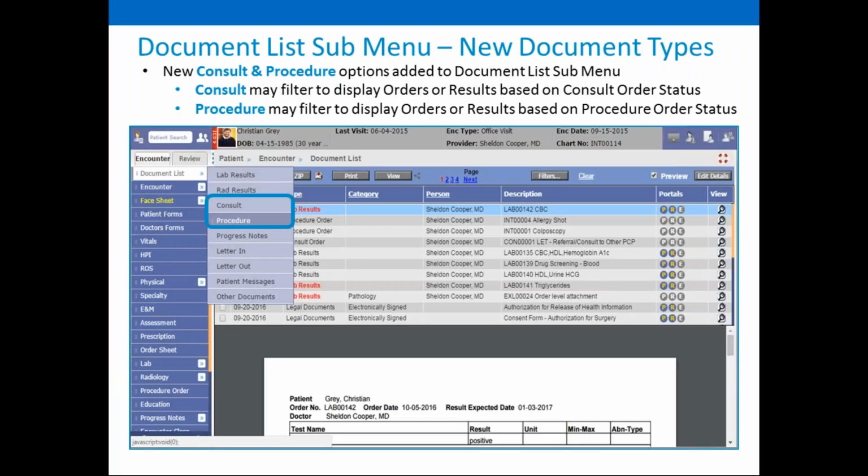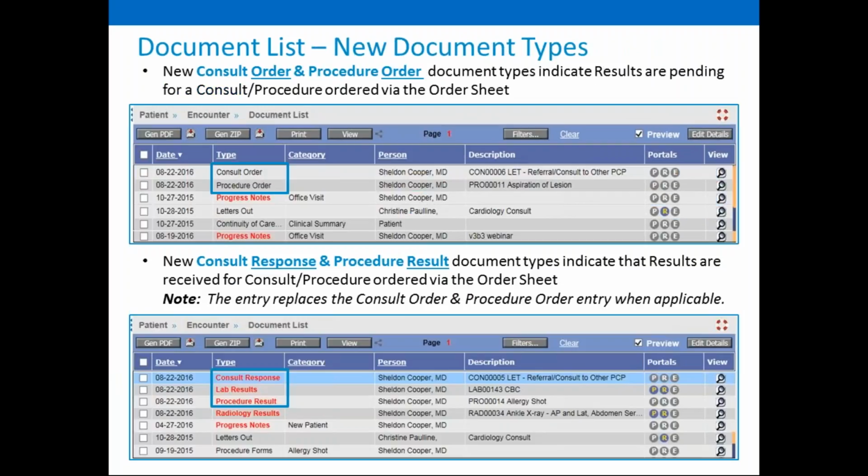Another change at the system level in conjunction with this is your document list. Underneath the Document List submenu, you will now have choices of consult and procedure. And just as under CPOE, the status of the entry will determine whether the document list displays the order or the result. If it's simply an order that hasn't been resulted yet, you're going to see the requisition or the referral letter. If the result has come in, it's going to display the result.